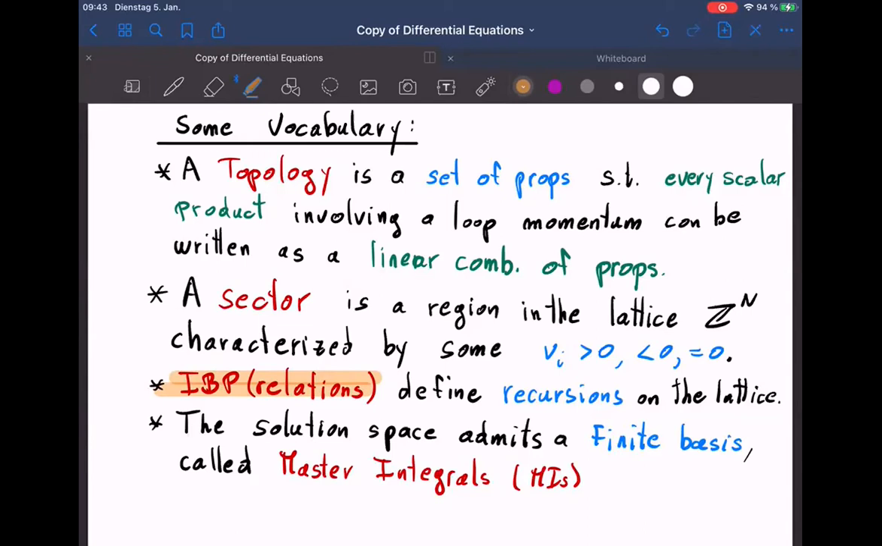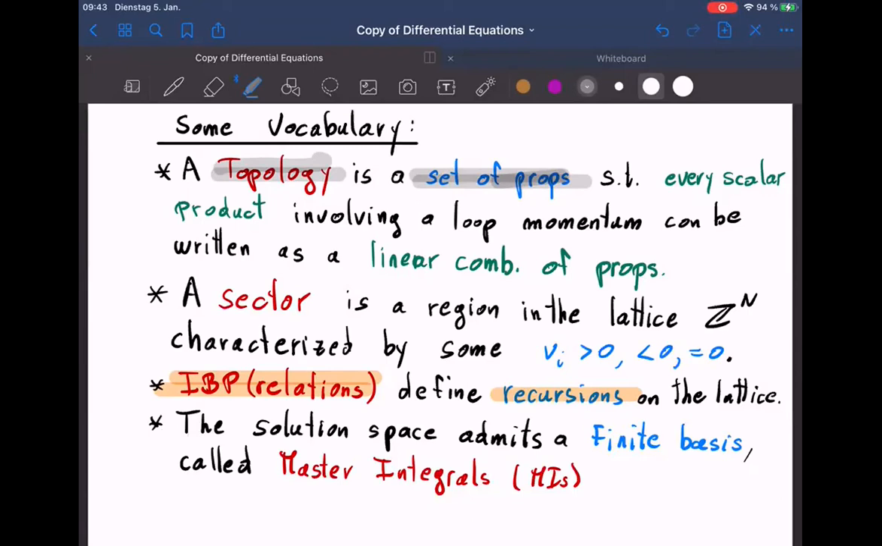So we have said now that these IBP relations define recursions on the lattice, and this lattice is defined by the values of the exponents. A word that is often used in this context is a topology. So what is a topology? A topology is, if you want, the graph that you started from. So it's a set of propagators that define your family of integrals.